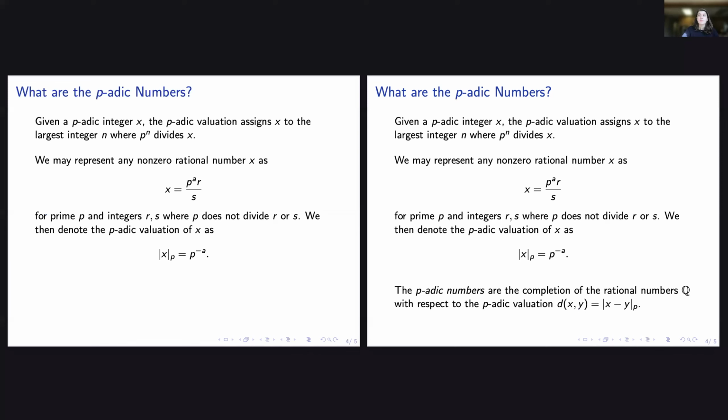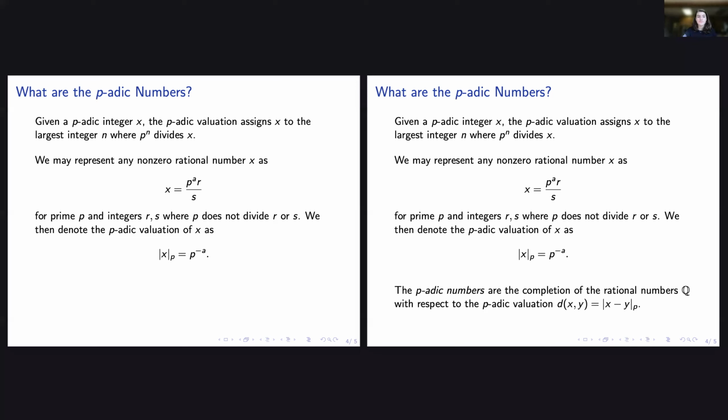So if we are given a p-adic integer x, we will define the p-adic valuation to be the assignment that assigns x to the largest integer n where p to the n divides x. So how does this really work? Well, we may represent any non-zero rational number x uniquely as p to the a times r over s, where p is a prime, we have integers r and s that have greatest common divisor of 1, and p does not divide r or s. We will then denote the p-adic valuation of x as p to the negative a. Now we can go back and verify this is the valuation, but we will not do so as this is a very short presentation.